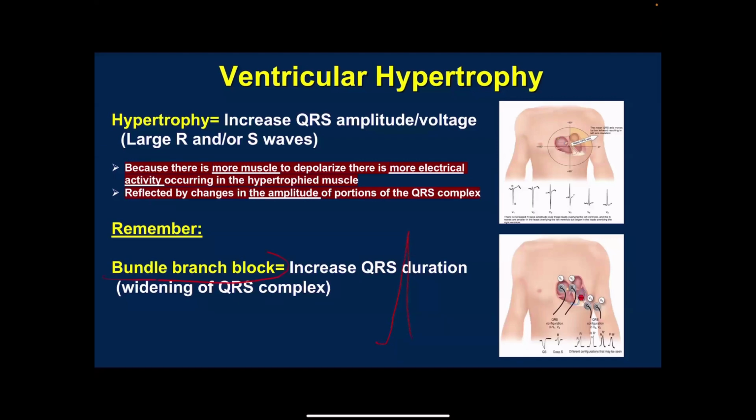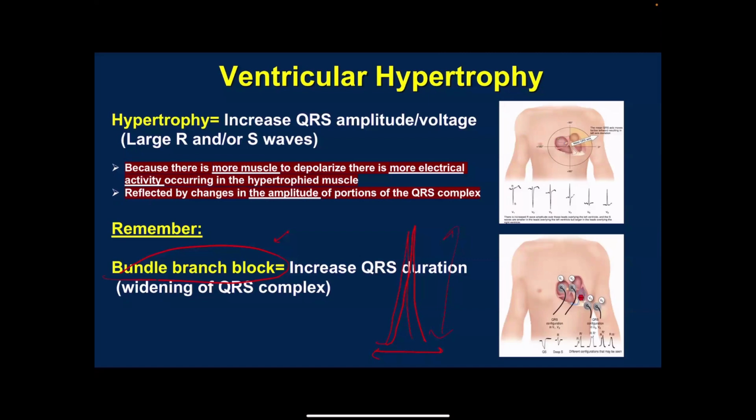But in a bundle branch block, there's an increase in the QRS duration, so we're looking more at the width. Bundle branch block means there's a block in the conduction system of the heart, which means slower depolarization. So it takes longer to depolarize, which means the QRS becomes wider. But in ventricular hypertrophy, it's actually just stronger contraction, so higher up, a really big wave.